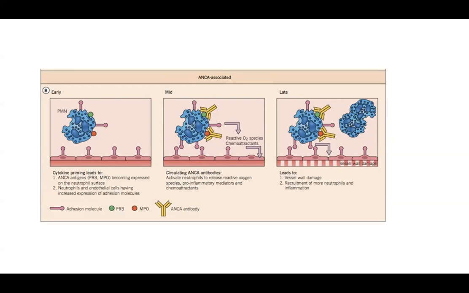So when we talk about ANCA associated, we typically think of microscopic polyangiitis, granulomatosis with polyangiitis, and granulomatosis with polyangiitis and eosinophils. The second one that I mentioned, granulomatosis with polyangiitis, or GPA, used to be known as Wegener's, and the granulomatosis with polyangiitis and eosinophils, that's known as Churg-Strauss. So you may hear both of those names as well.